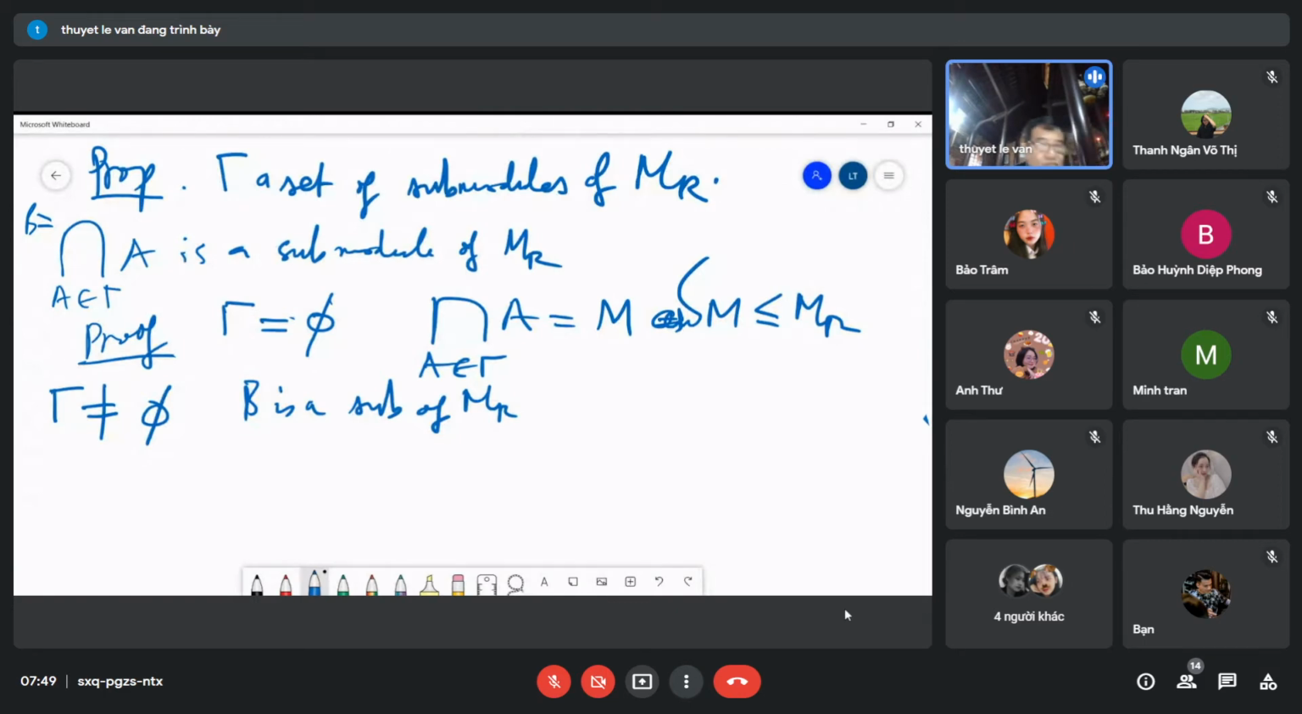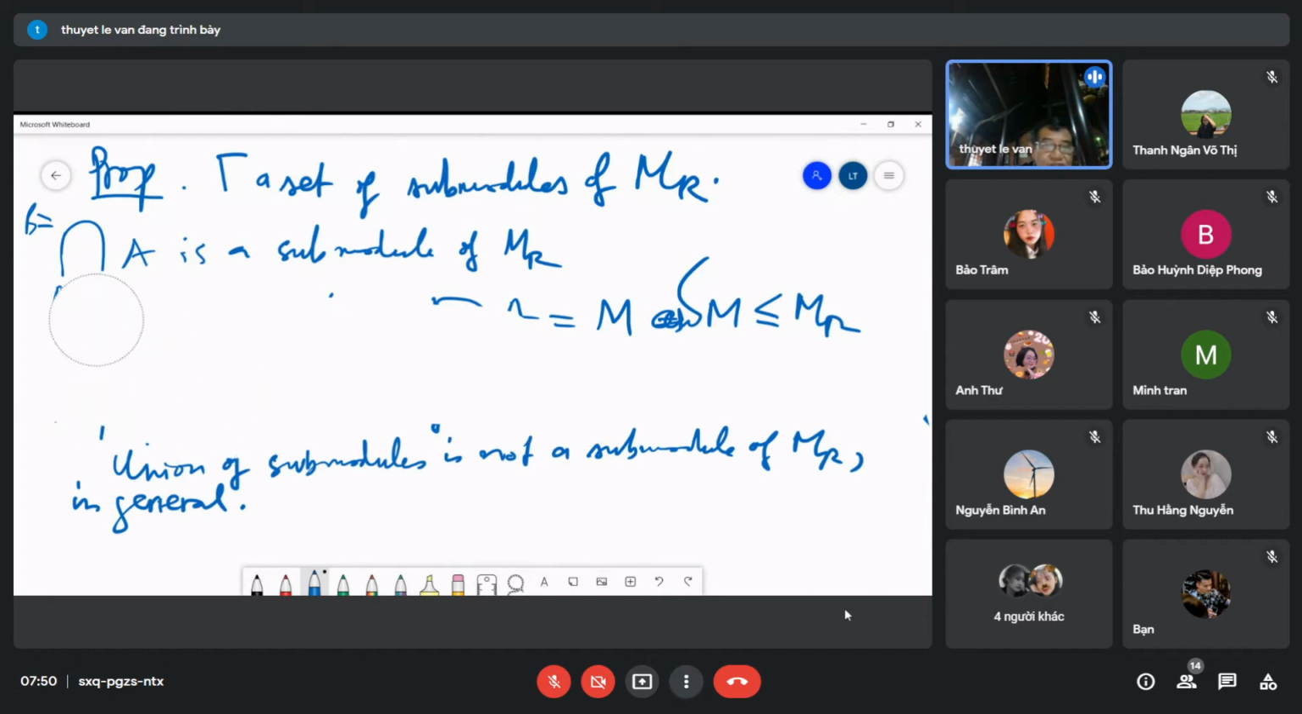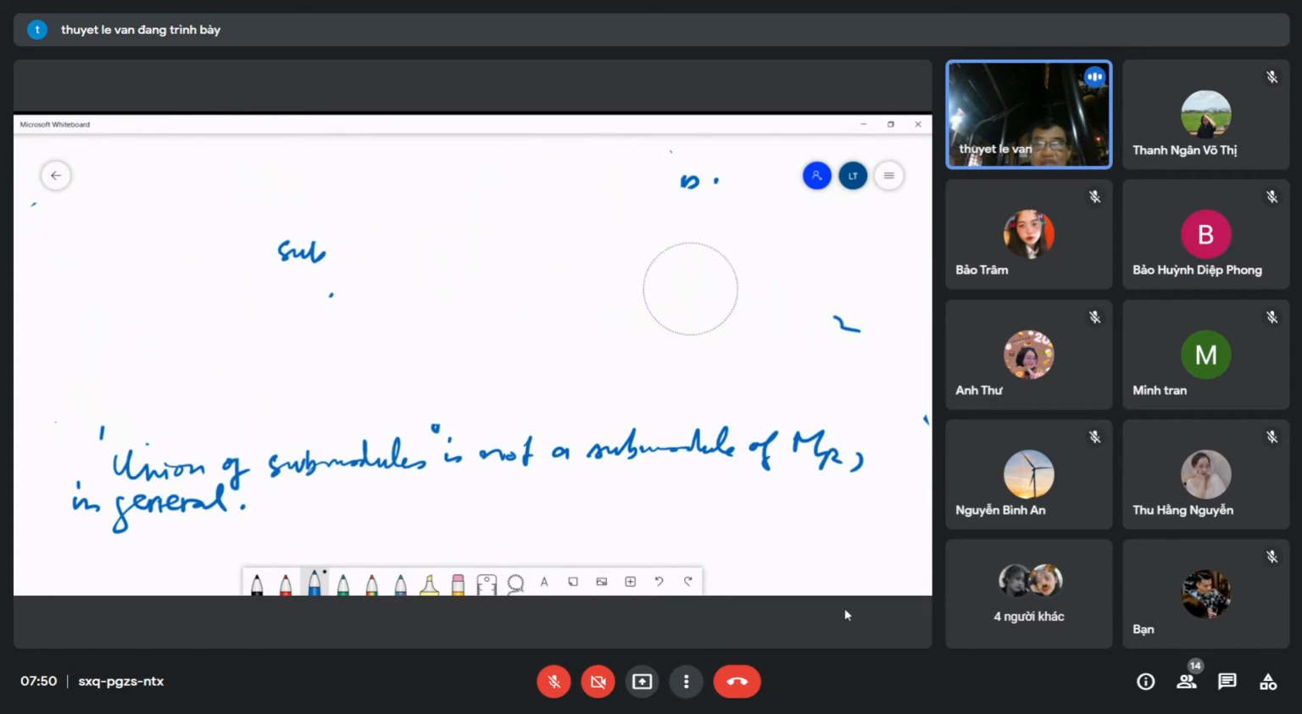But I would like to say, before ending the first hour, that the union of submodules is not a submodule of M_R in general. Sometimes it is a submodule, but in general it is not. So the intersection is okay, but the union is not okay. I can give you one example immediately.